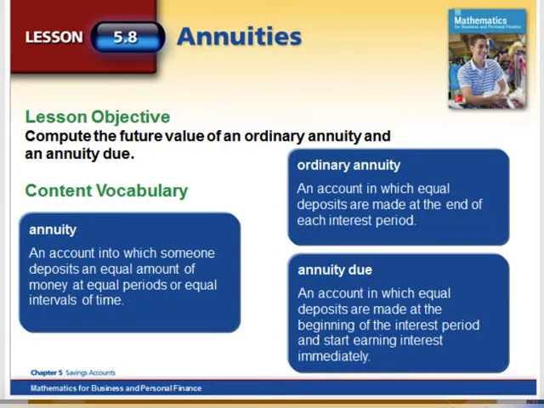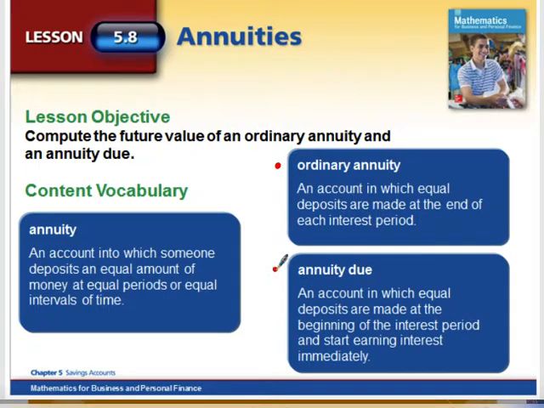So today we're going to talk about two specific types of an annuity. One is considered an ordinary annuity, and an ordinary annuity is an account in which deposits are made at the end of each interest period. So after the interest is accrued, then we add more money or add our principal in there.